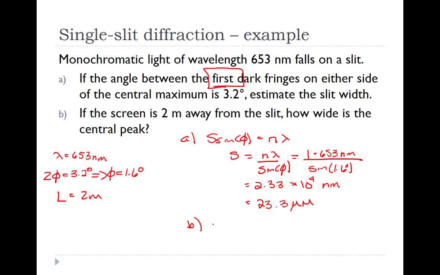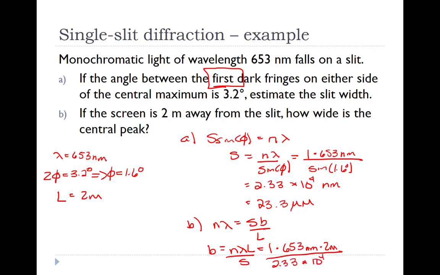For that, I need that n lambda equals SB over L. I can solve for B, which is going to equal n lambda L divided by S. So that's 1 times 653 nanometers times L, which I told was 2 meters, divided by S, which is 2.33 times 10 to the 4th nanometers. Now I got to watch my units a little bit here because I have nanometers, nanometers, and meters. The nanometers cancel. My units in the end will be meters, which is okay.